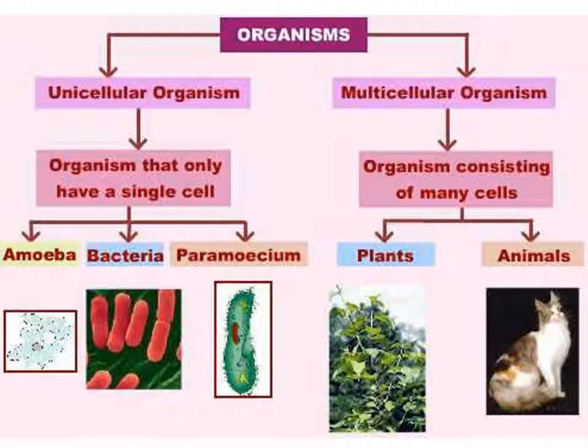Biologists love to classify. One of the basic classifications of living things are those living things that are made up of one cell, or unicellular organisms, and multicellular organisms, those organisms consisting of more than one cell. On the left you see one-celled organisms like the amoeba, the bacteria, and a paramecium, and on the right you see multicellular organisms like plants and animals.